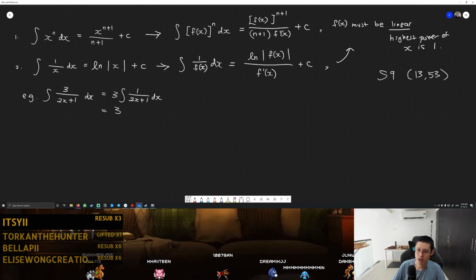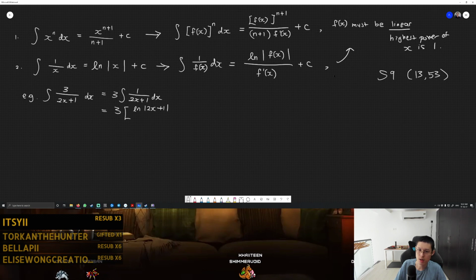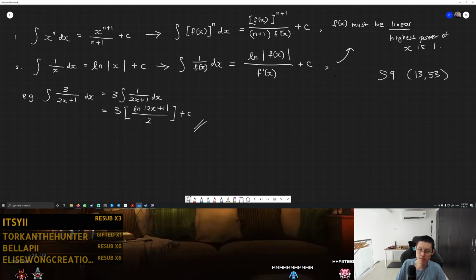However, you have to first check and make sure that 2x plus 1 is a linear function. So is it a linear function? Yes, it is, because the highest power of x is 1. So we can actually just use this. So what's that going to give us? Well, that's going to give us ln modulus of 2x plus 1 over the derivative of 2x plus 1, which is 2, and then plus c. There we go. And we're done.